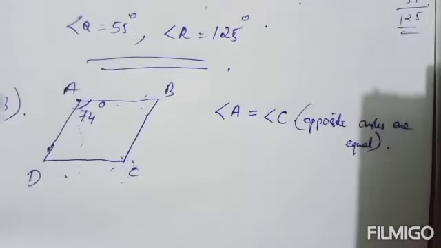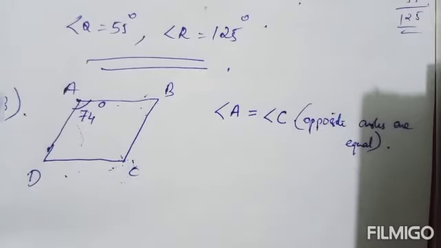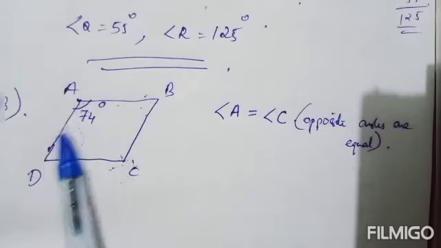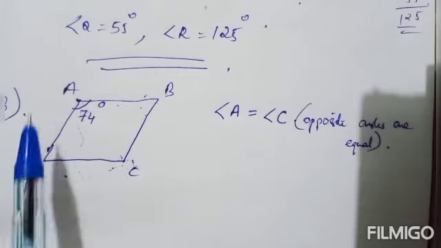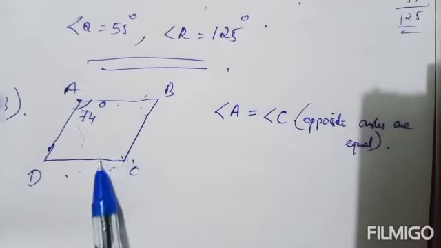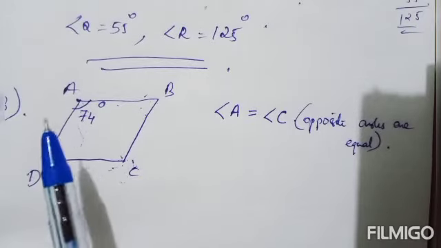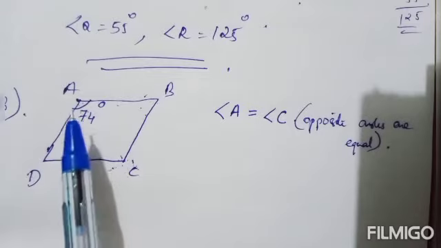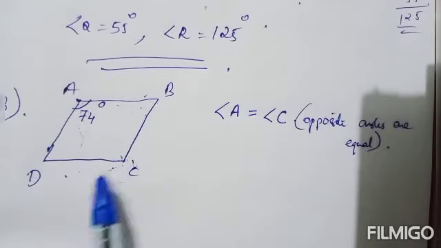Third question. In rhombus ABCD, if angle A equal to 74 degree, find angle B and angle C. Second, if AD equal to 7.5 centimeter, find BC and CD. So here a rhombus ABCD is given, in that angle A is 74 degree. You have to find angle B and angle C. Now you know what a rhombus is. A rhombus is a parallelogram whose all sides are equal.